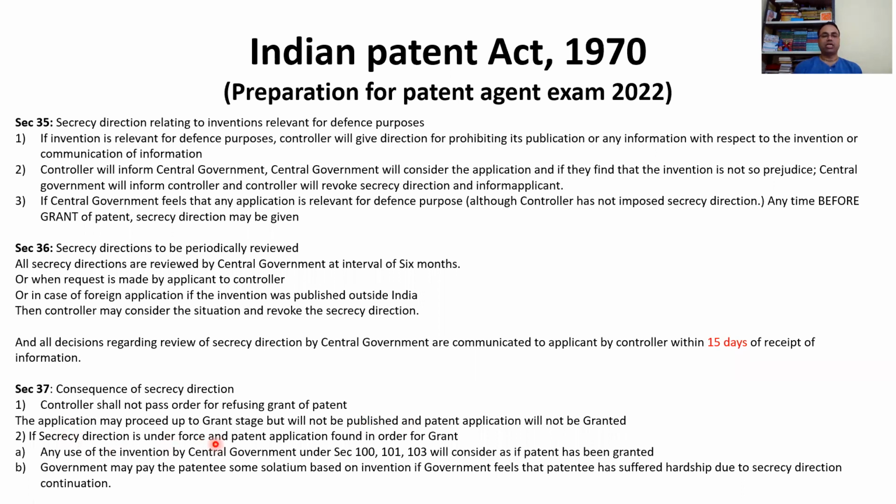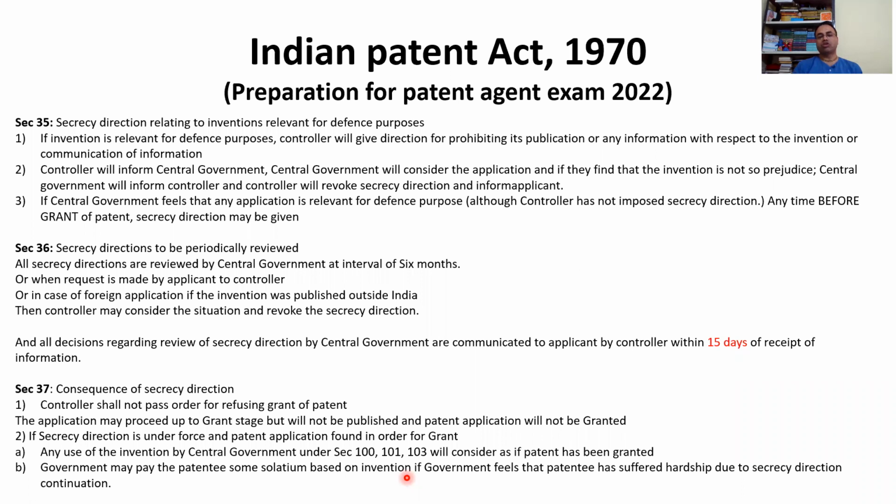If secrecy action is in force and the patent application is found in order for grant, any use of the invention by the central government under sections 100, 101, 103 will be considered as if the patent has been granted. So although the secrecy direction is on and I cannot inform anyone, the government can use it. This is the provision. The government may pay the patentee some solatium based on the invention if it feels the patentee has suffered hardship due to continuation of the secrecy direction. I have no idea how much money they pay, and it depends on a case-to-case basis, so a detailed understanding is required.